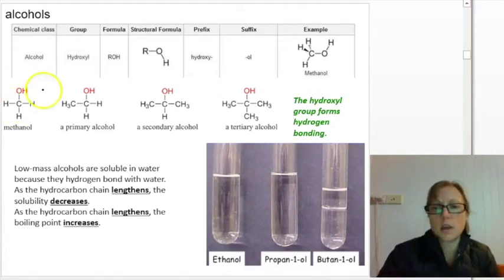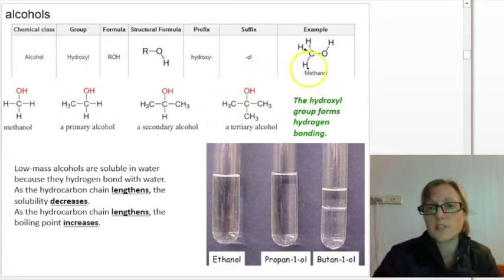Okay, so let's take a look at alcohols. Alcohols can be identified by having an OH group. When we're talking about this group, we don't call it an alcohol group, we actually call it a hydroxyl group. We name them by calling them an ol, so we'll have the suffix of ol on the end. And we can have primary, secondary, and tertiary alcohols.